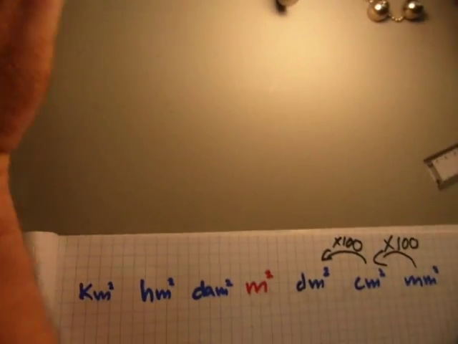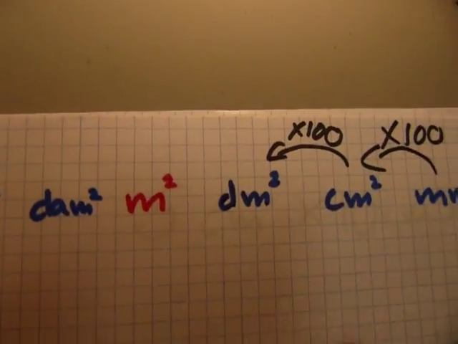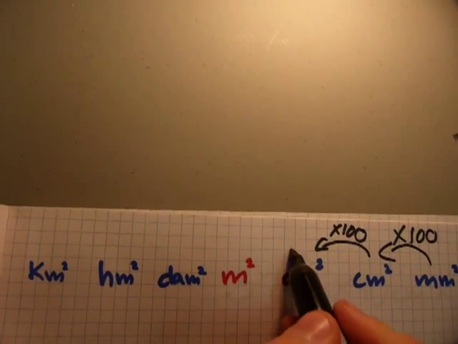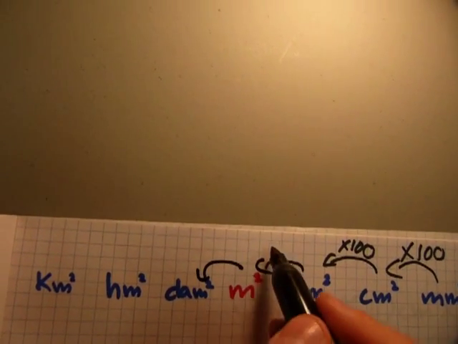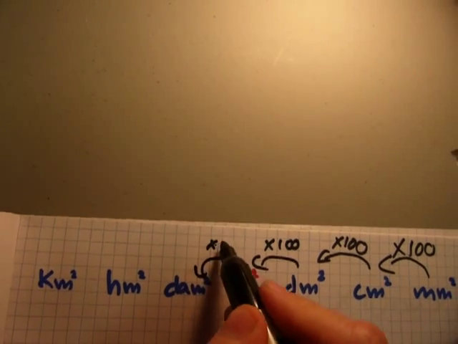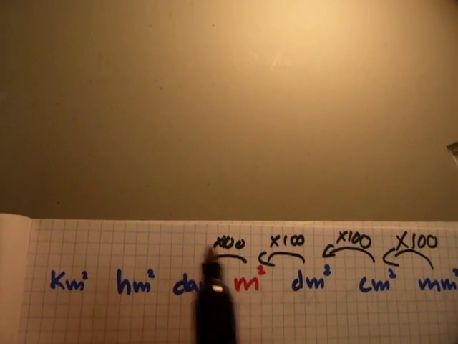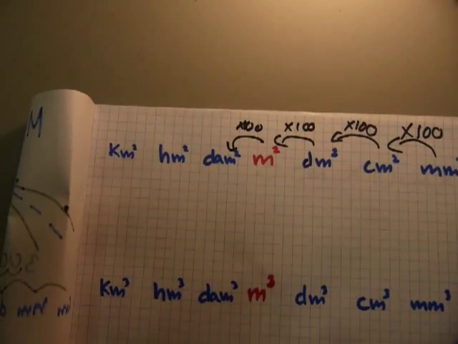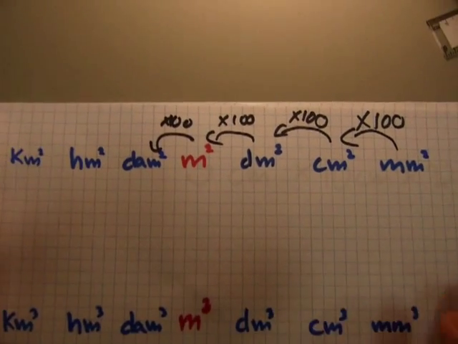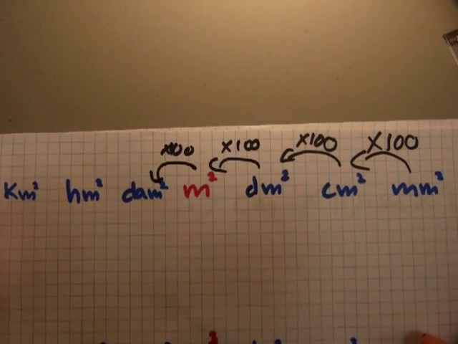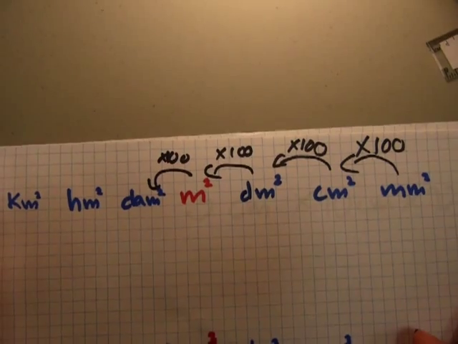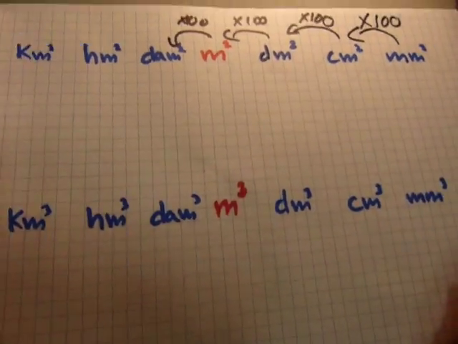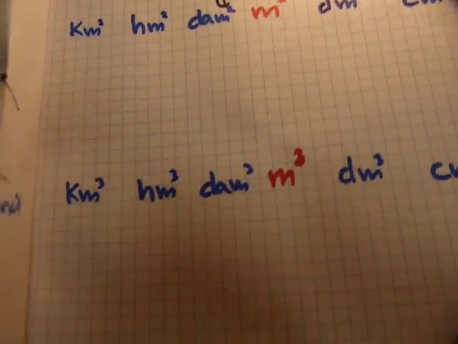So that's why I put down 100 there again, and the same pattern continues. That one is 100 times, that one is 100 times, 100, okay? Everything is 100 times as big. So when you convert your final answer for a calculation and you have square anything in it, every jump is 100-fold. Likewise, when it comes to volume, every jump is gonna be 1,000-fold.